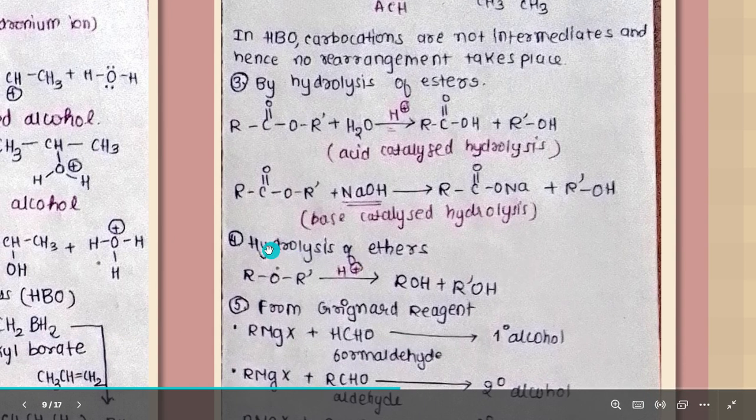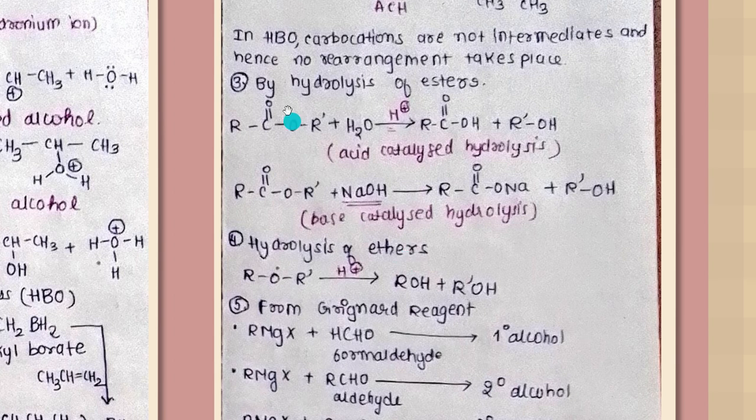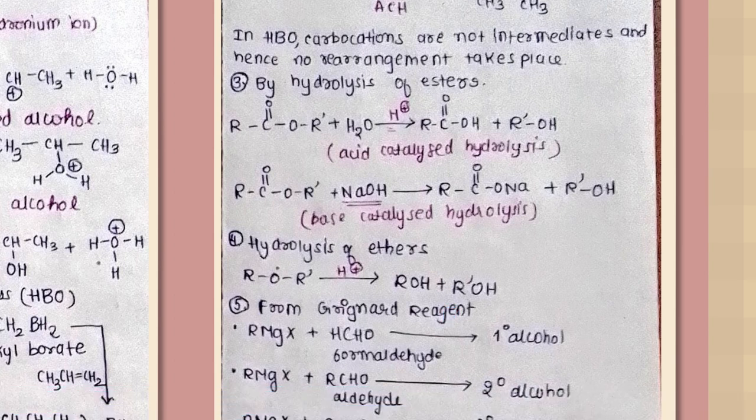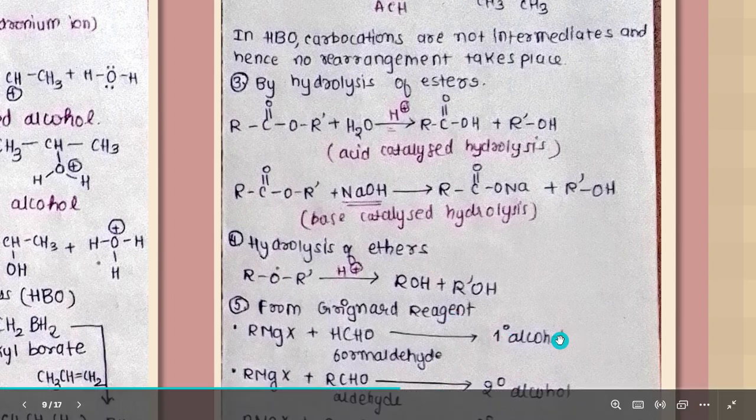Okay, now coming to hydrolysis of ethers. This was hydrolysis of esters. Now the fourth preparation method is hydrolysis of ethers. ROR on acidification will give me two alcohols, that is ROH plus R-OH. Now using Grignard's reagent, that is RMgX plus formaldehyde, that is HCHO. CHO group is aldehyde and HCHO is called formaldehyde, will give me primary alcohols.